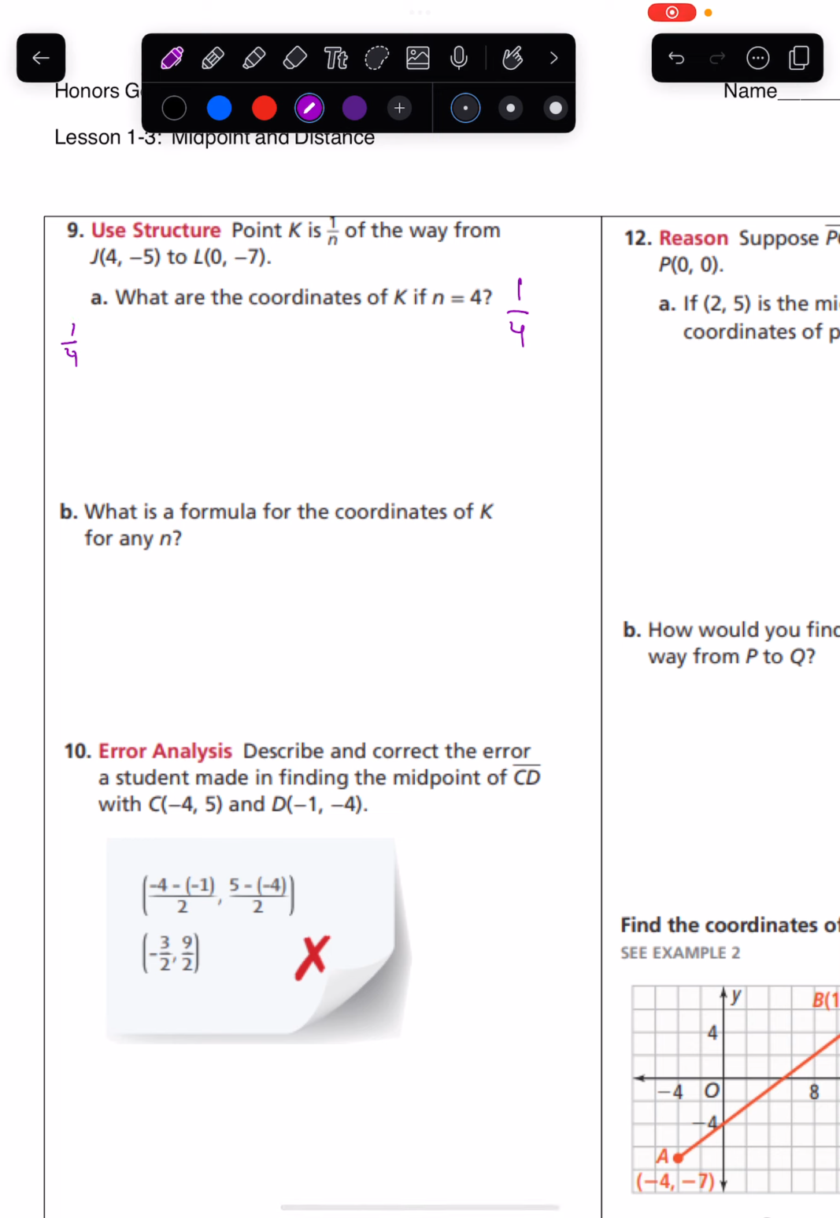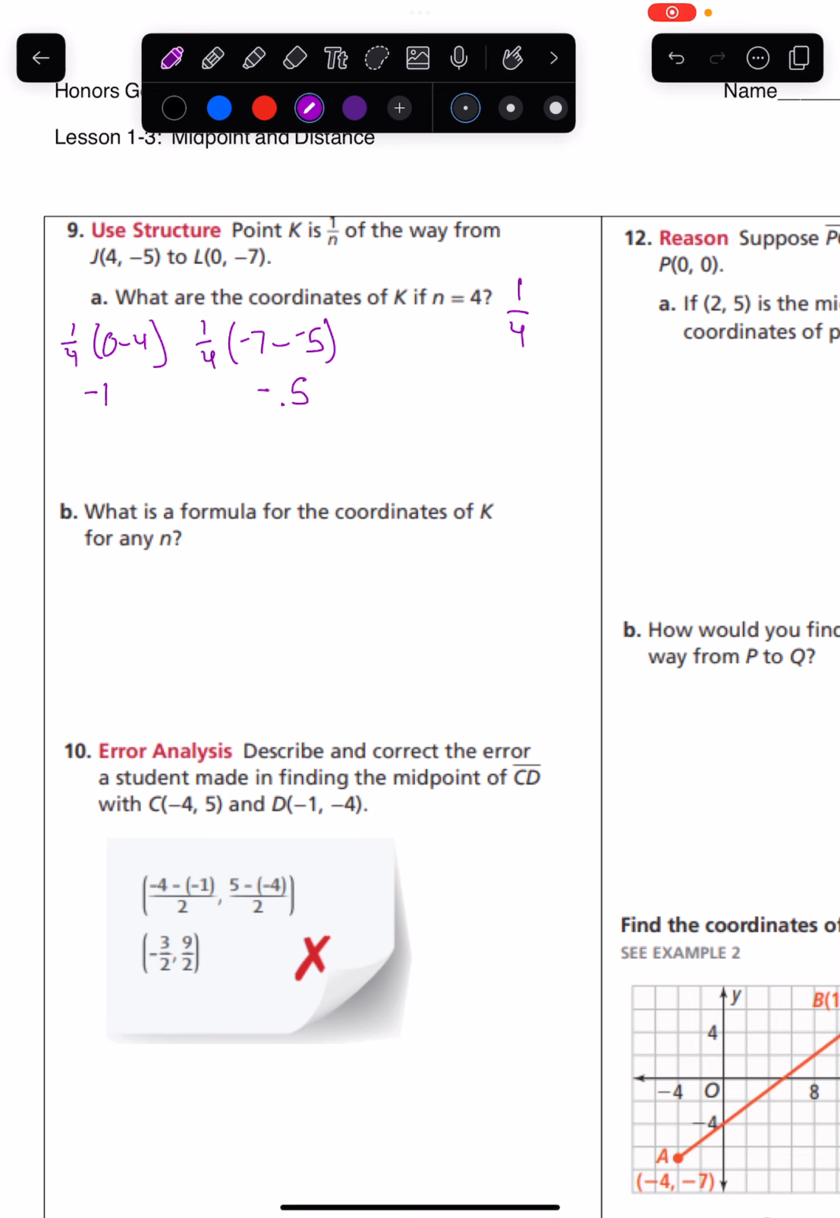find 1/4 of the difference between the x coordinates, x2 minus x1, so 0 minus 4, and 1/4 of the difference between the y coordinates, -7 minus -5, y2 minus y1. So 0 minus 4 is -4, 1/4 of that is -1. -7 minus -5 is going to be -7 plus 5, which is -2. 1/4 of -2 is -0.5 or -1/2.